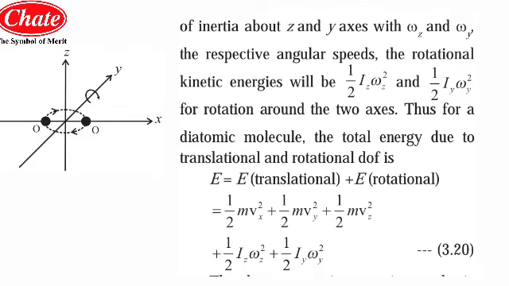Now the total energy due to the translational and the rotational degrees of freedom is given as half m vx square plus half m vy square plus half m vz square, plus half Iz omega z square plus half Iy omega y square. So the above expression contains the quadratic terms corresponding to the various degrees of freedom of a diatomic molecule.